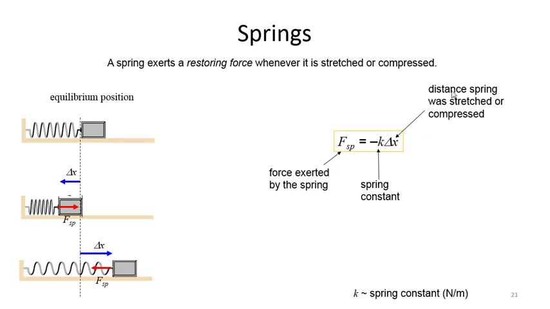Delta x measures the distance the spring was stretched or compressed with respect to that equilibrium position. So let's talk about what the negative means. The negative is just indicating that the direction of the force is opposite the direction of delta x. That's all that it's showing you. So when delta x was in the negative direction, the force is in the positive direction. When delta x was in the positive direction, the force is in the negative direction. That's the only thing that this negative means.